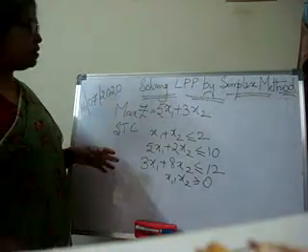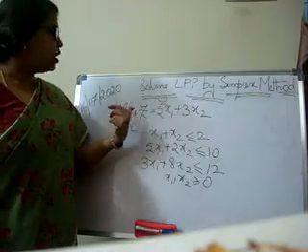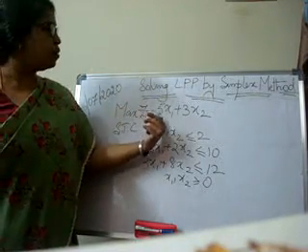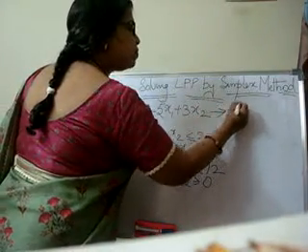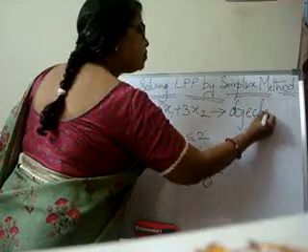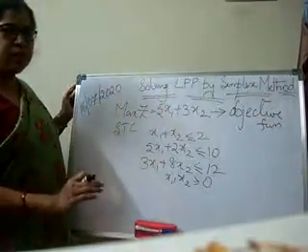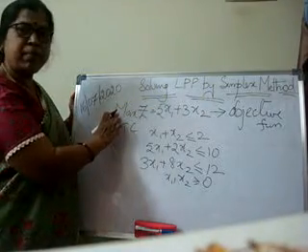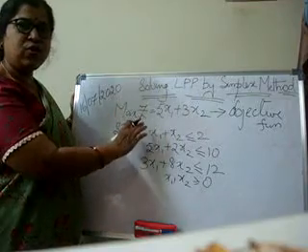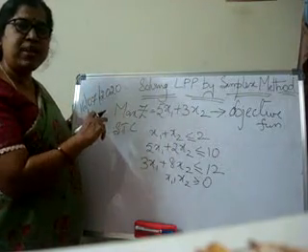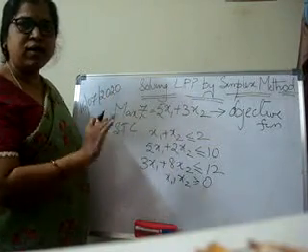Now the students who have missed the previous class, I would like to tell you the first equation we have written, maximize z is equal to 5x1 plus 3x2, we call it the objective function. You should always remember that the objective function should be maximization only. If by any chance they give minimization of z, then we have to convert the minimization of z into maximization of z, then only we can solve the problem.